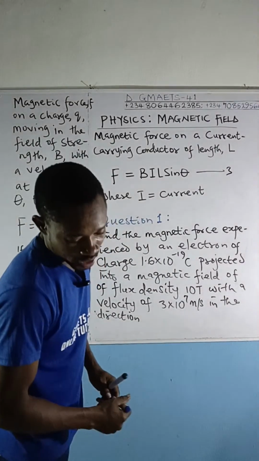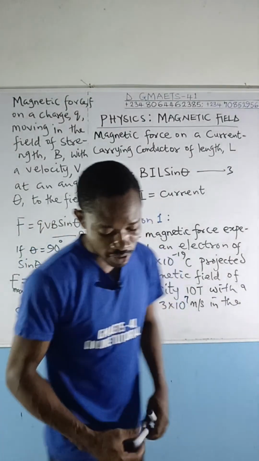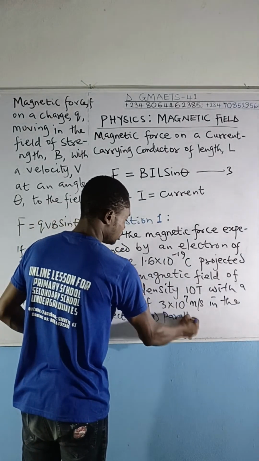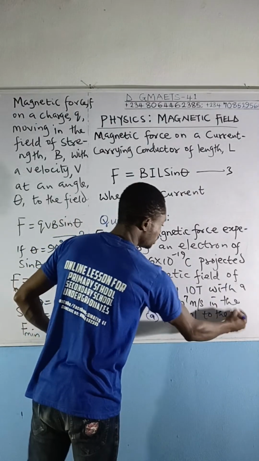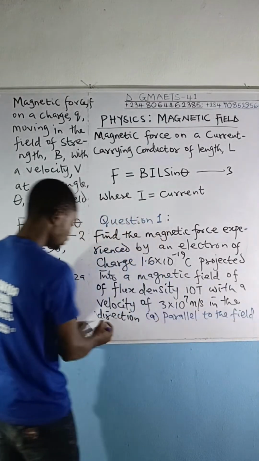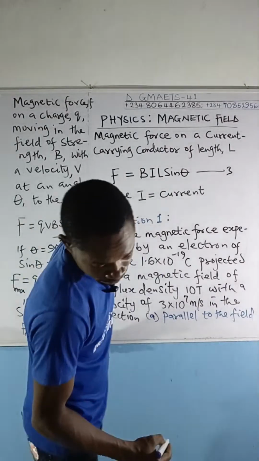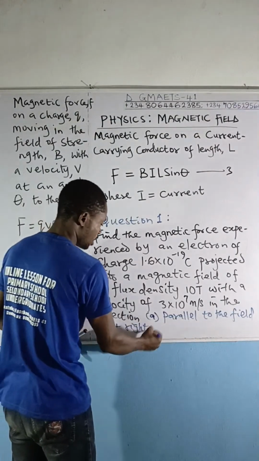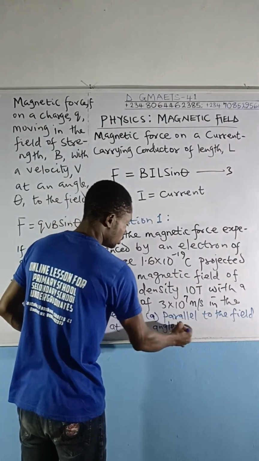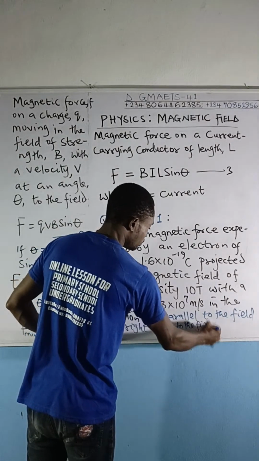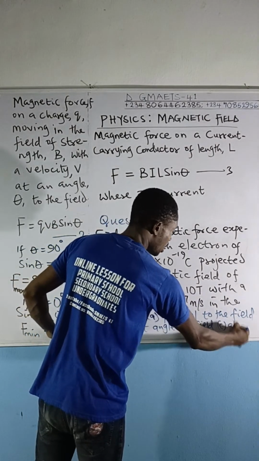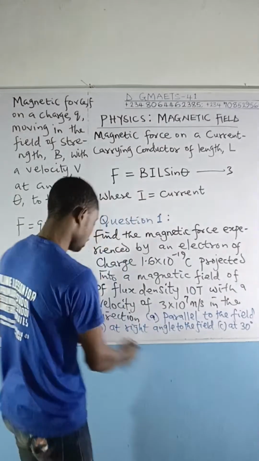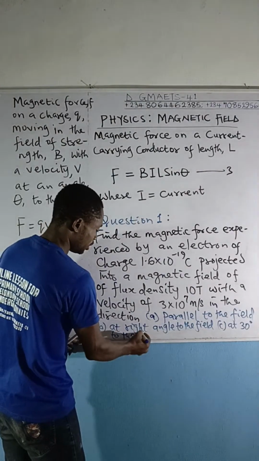A, parallel to the field, B, at right angle to the field, and C, at 30 degrees to the field.